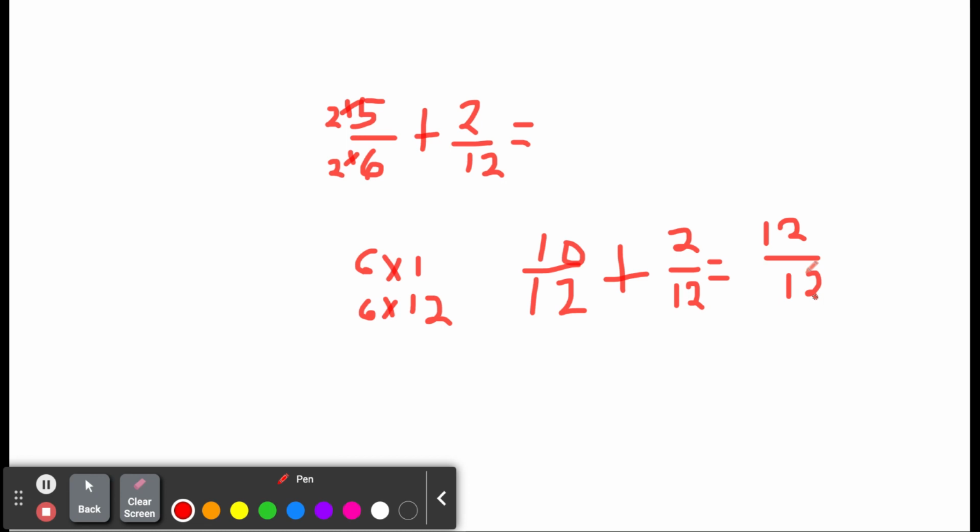Now remember, 12 over 12 is the same as what? The whole. So if I had a pie and I cut it into 12 pieces and I ate the 12 pieces, that means I ate the whole pie, one whole. So now that is a review of how to add fractions with unlike denominators. Before I can add, I must make the denominators the same by finding the multiples of both denominators.